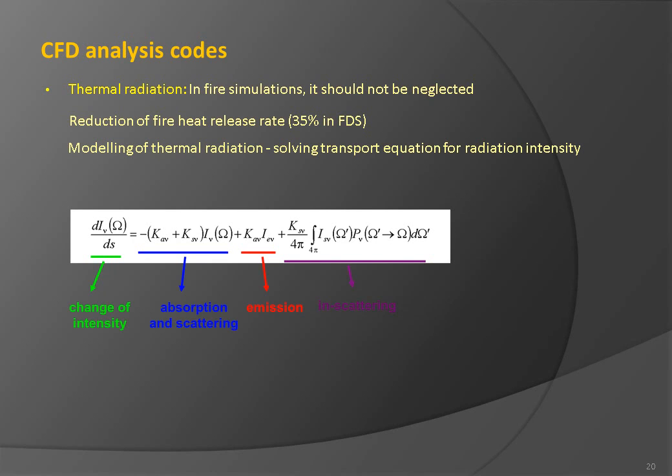Modeling of thermal radiation means solving the transport equation for radiation intensity. We can see that change of intensity along the optical path or track depends on absorption and scattering, local emissions, and inscattering. In optically thick environments, a simple diffusion equation will yield reasonable results, whereas in optically thin environments, the radiation transport equation needs to be solved for a range of optical tracks.